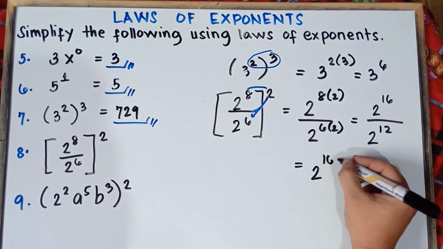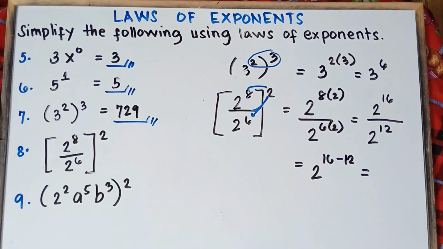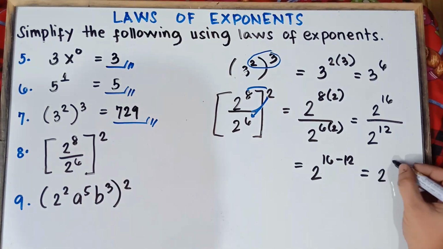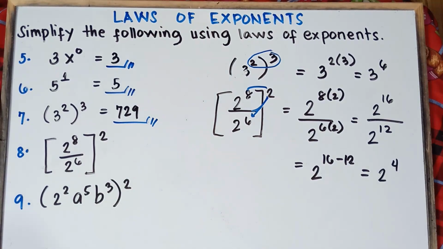the exponents, 16 minus 12. What's the answer, class? That's correct. 16 minus 12 is 4. So this will be 2 raised to the power of 4. Can we still simplify this one? Yep, we can still simplify 2 raised to the power of 4.